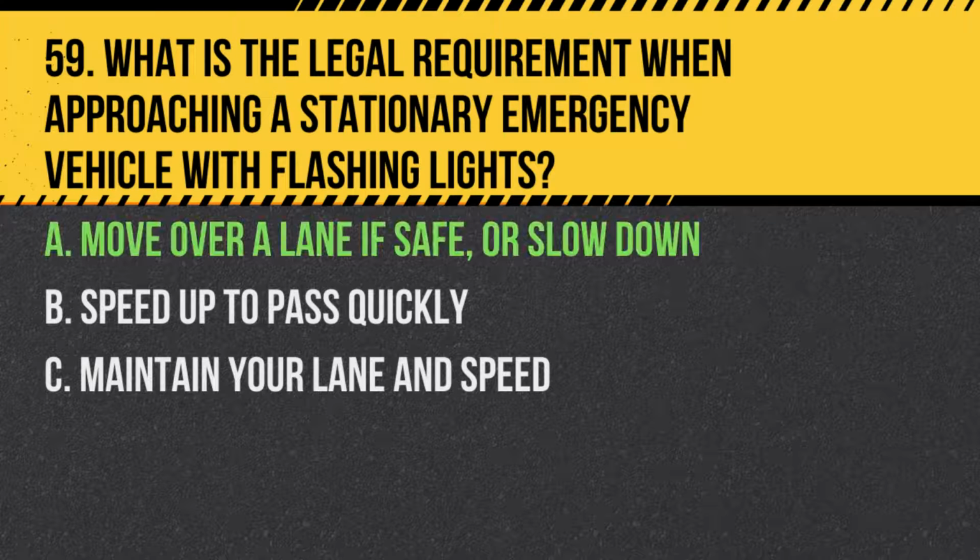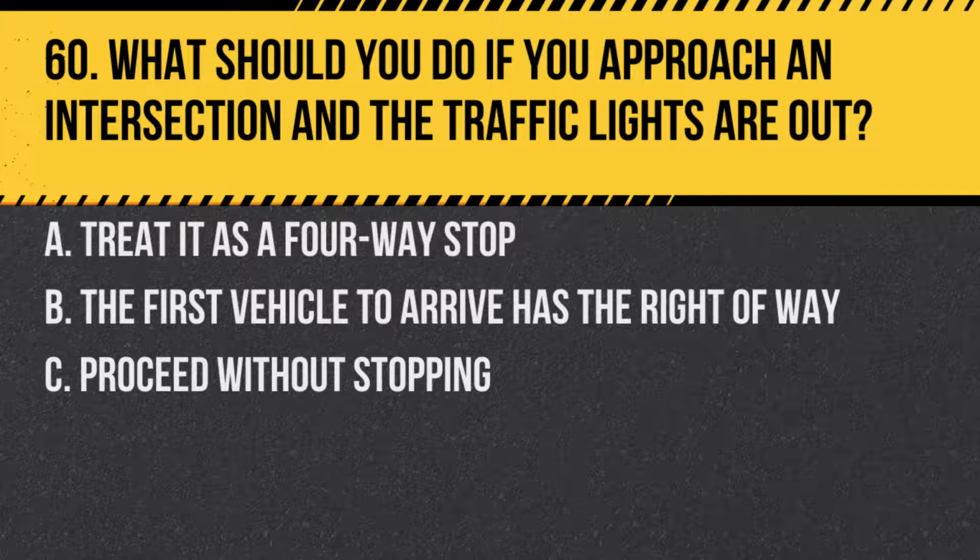Answer: A. Move over a lane if safe or slow down. When approaching a stationary emergency vehicle with flashing lights, move over to another lane if safe to do so. If not, slow down significantly as you pass. Question 60. What should you do if you approach an intersection and the traffic lights are out? A. Treat it as a four-way stop. B. The first vehicle to arrive has the right of way. C. Proceed without stopping.